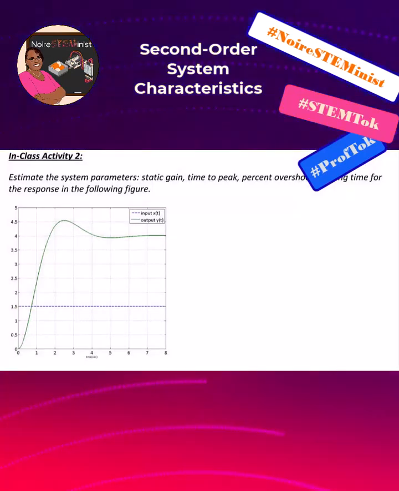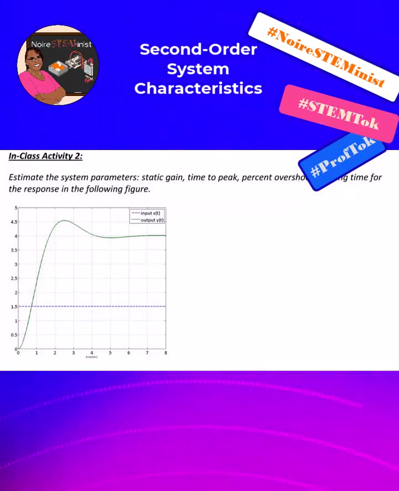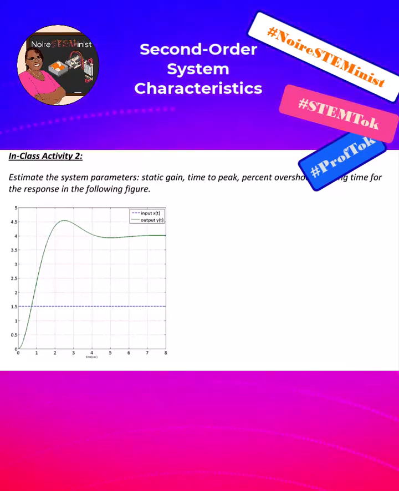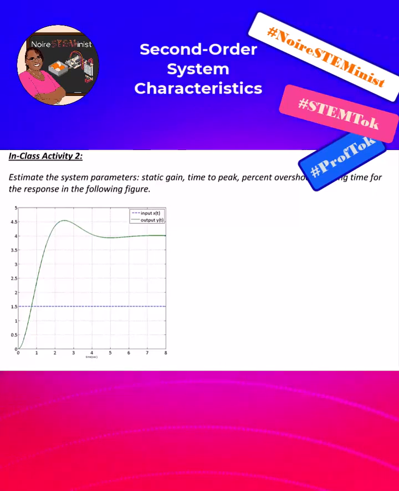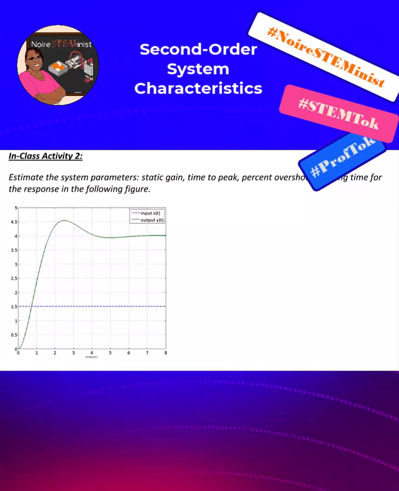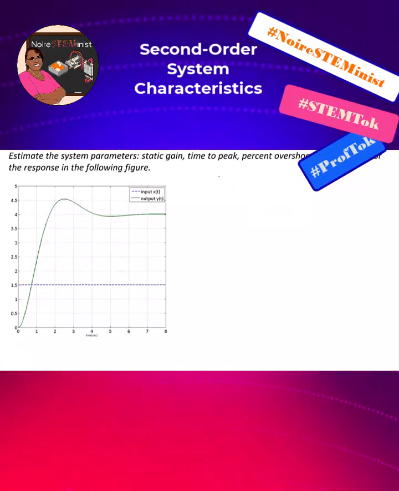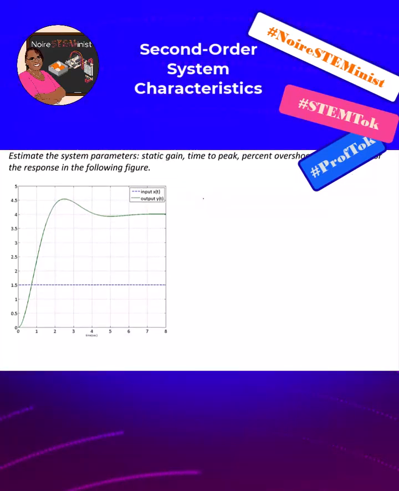So now let's look at an example where we estimate these system parameters from a graph. We're going to find the static gain, the time to peak, the percent overshoot, the settling time for the response in the following figure. Let's find the static gain first. Okay, the dashed line x of t is 1.5, and that's going to be our input. The green line is y of t, or our output, which has a steady state value of 4.